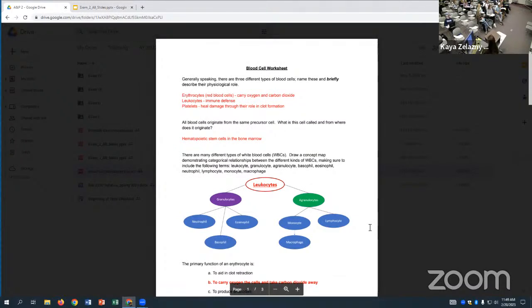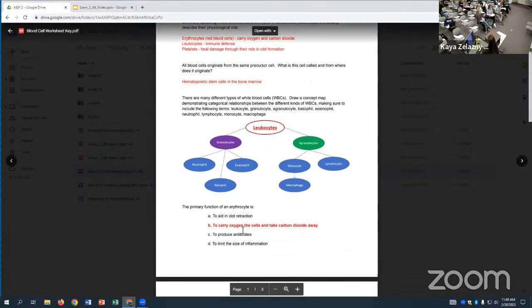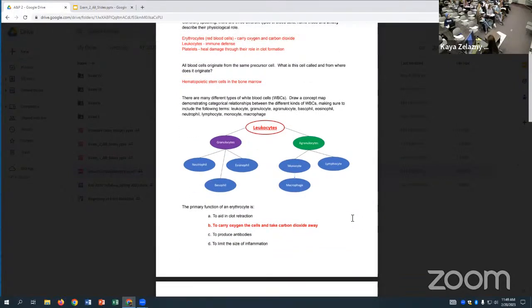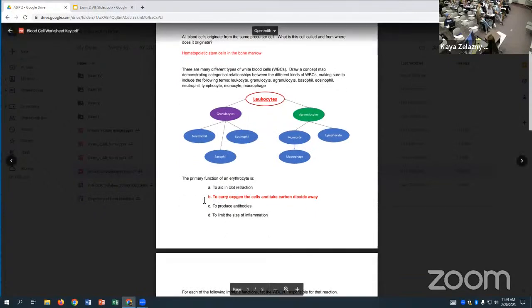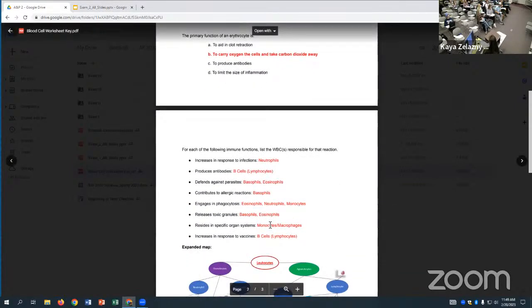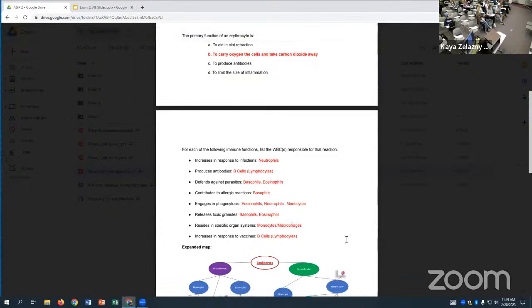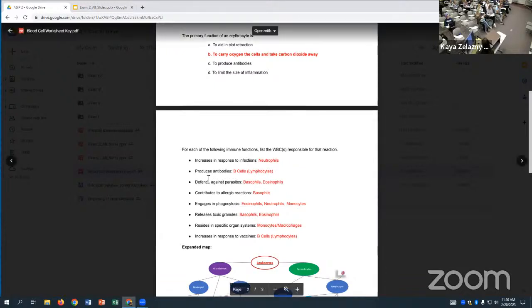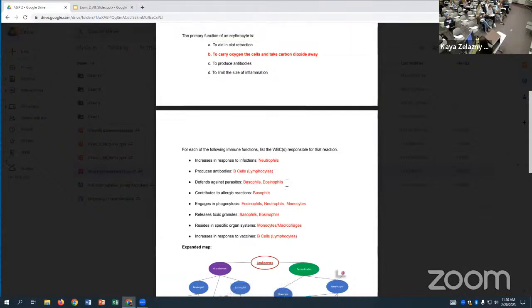We had our hematopoietic stem cells in the bone marrow. You drew yourself a little map of your granulocytes and agranulocytes. Remembered that the red blood cells carry oxygen to cells and take carbon dioxide away. And then you went through the characteristics of each of these cells, finding out what increases in response to infections, which would be our neutrophils, where we see antibodies, which would be B cells, which are one of our types of lymphocytes, defense against parasites, a role of the basophils and eosinophils, allergies primarily happening because of our basophils.